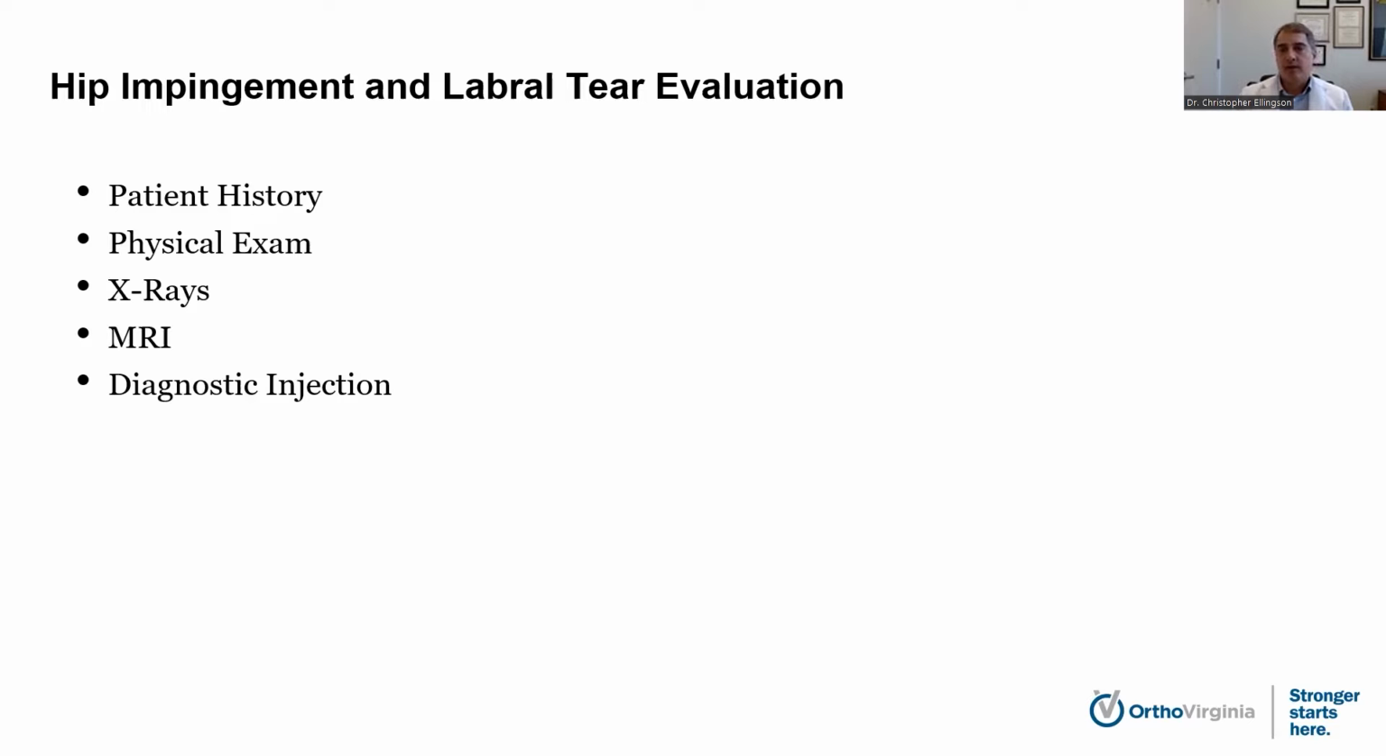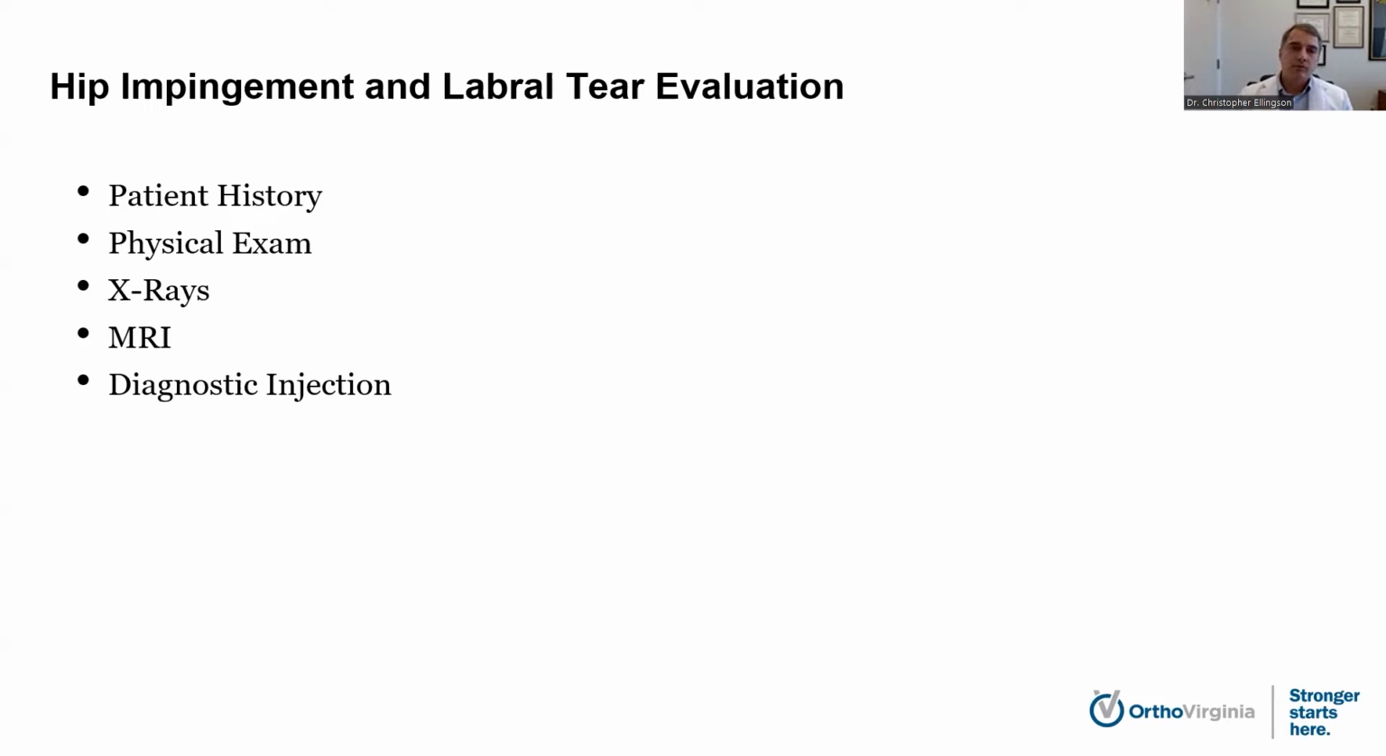We look at specific X-rays to look at the overall bony alignment of the hip to see if there's some evidence for this hip impingement from a bony standpoint. We also get X-rays to make sure that there's not some other issue going on, such as arthritis, that could be causing some of the hip symptoms. An MRI can be useful, though not always necessary in terms of diagnosing hip impingement itself. That diagnosis can usually be made simply by the physical examination and the X-rays.